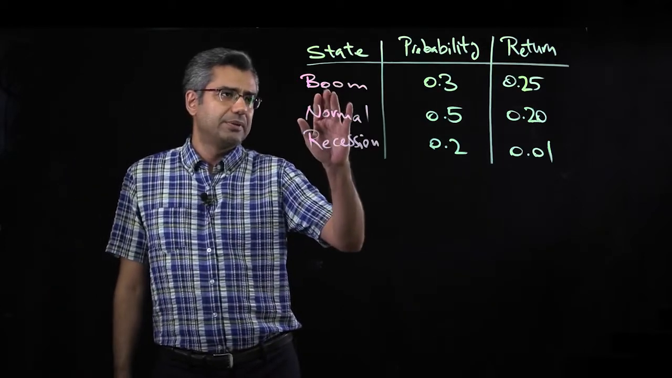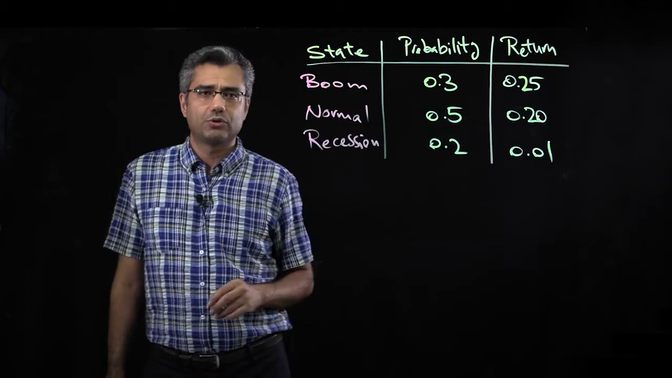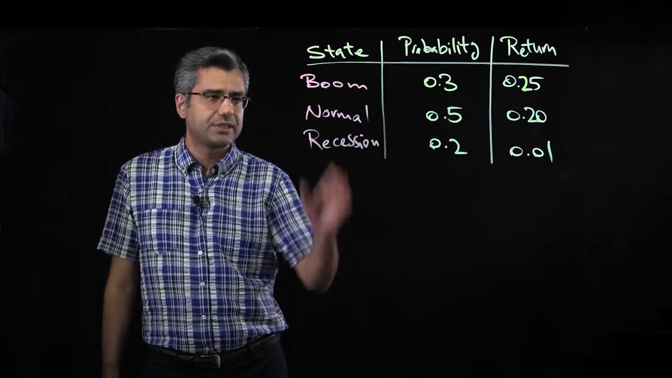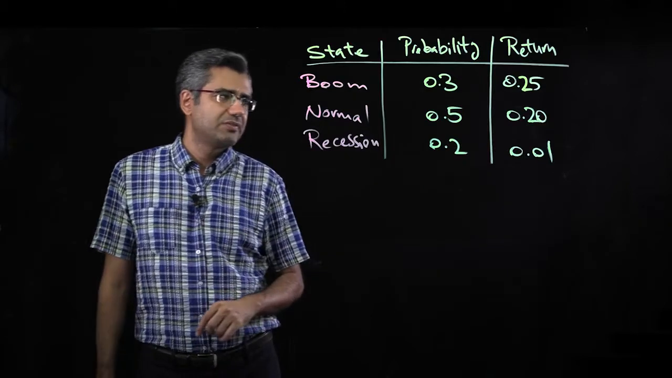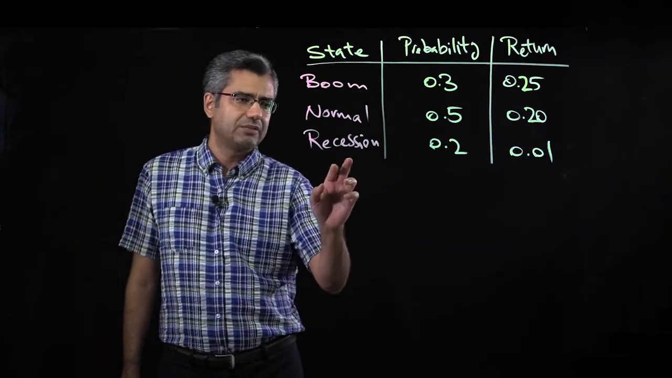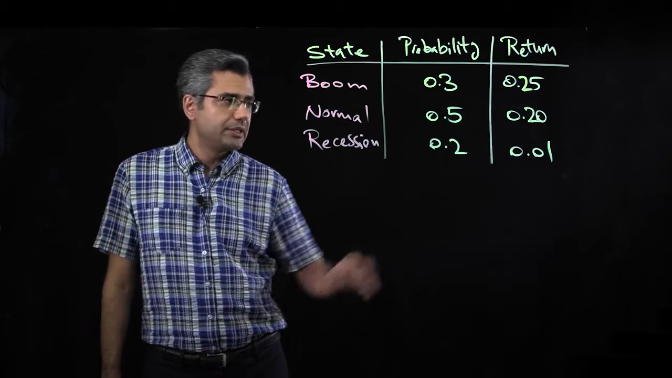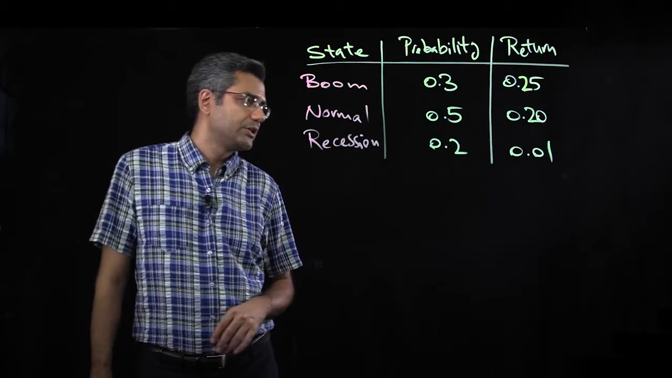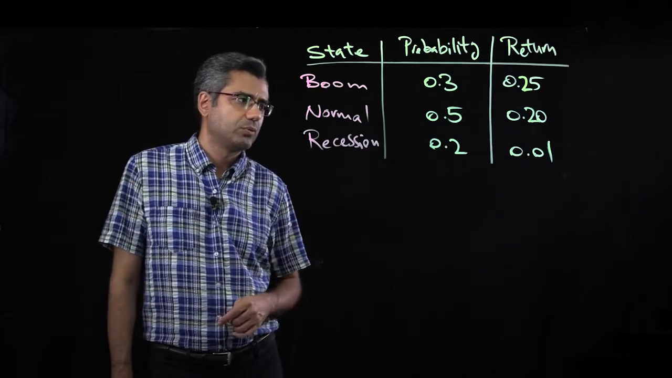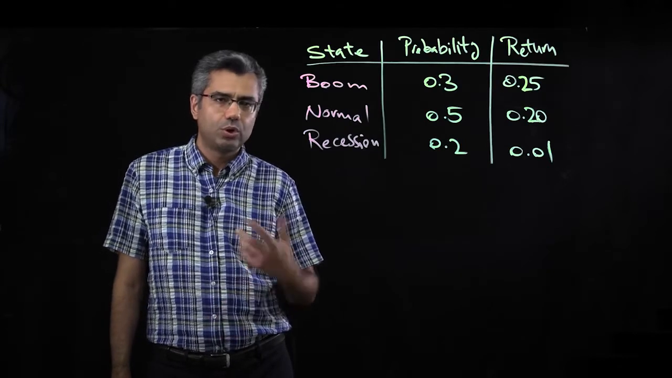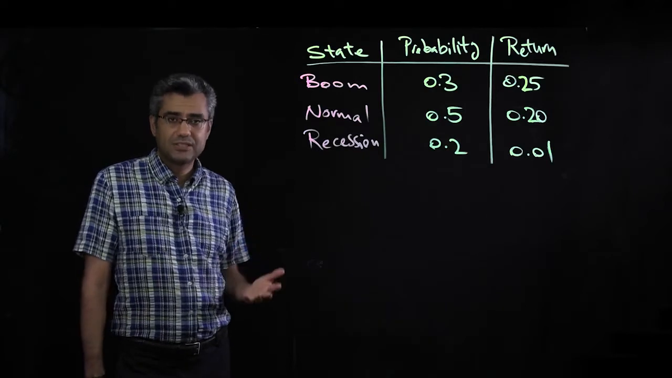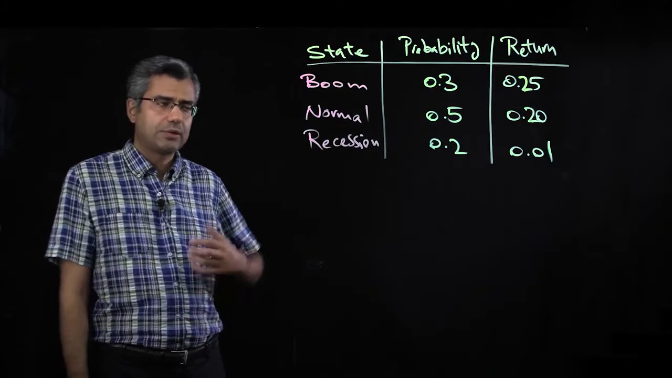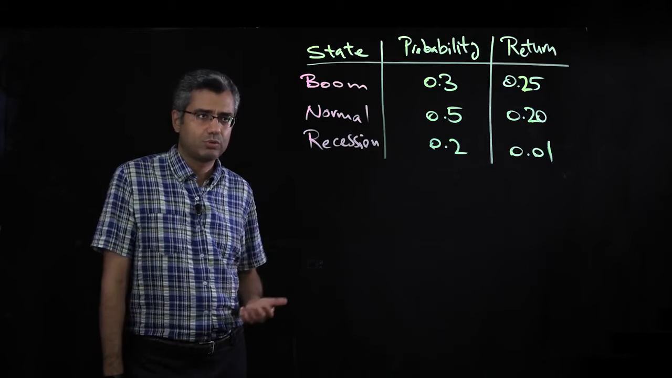If the economy is very good, suppose the return on this stock is 25%. If the economy is okay, normal, the return on this specific stock will be 20%. And if the economy is not good at all, the return on this stock would be, for example, 1%. Now we want to compute the expected return on this stock based on these 3 assumptions, and also we want to know the amount of risk.